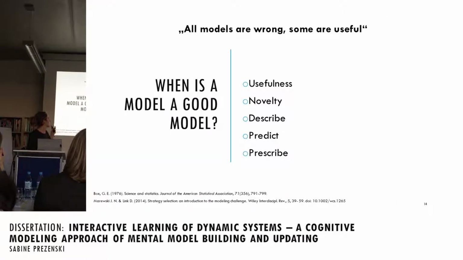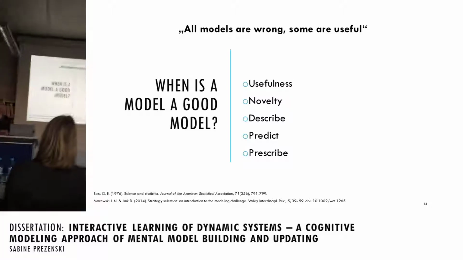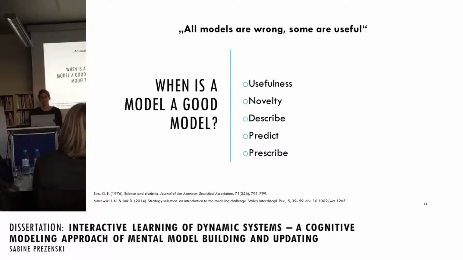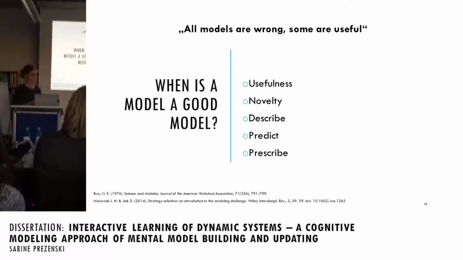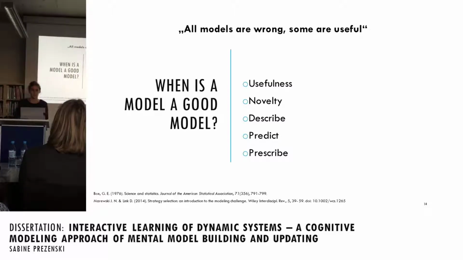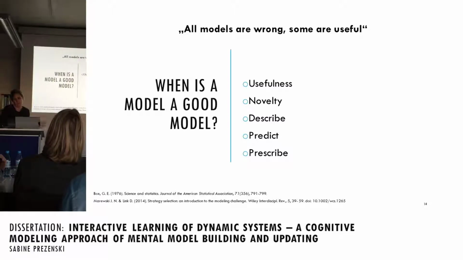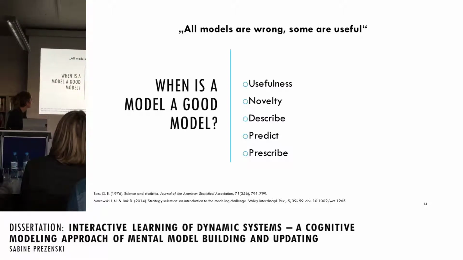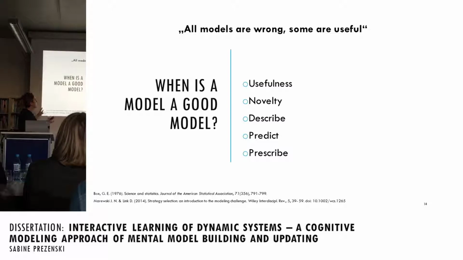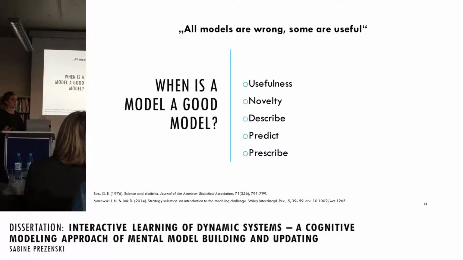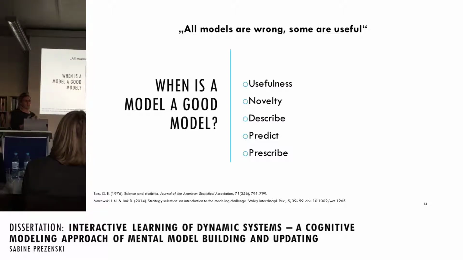Now, how do we know that the model that we are developing with ACT-R is a good model? First of all, we have to keep in mind that all models are wrong, some are useful. So usefulness would be one criterion for a good model. Usefulness could be from an engineering perspective, that it helps you develop tools for understanding cognition, or it also looks at novelty: the model has a novel contribution to science.